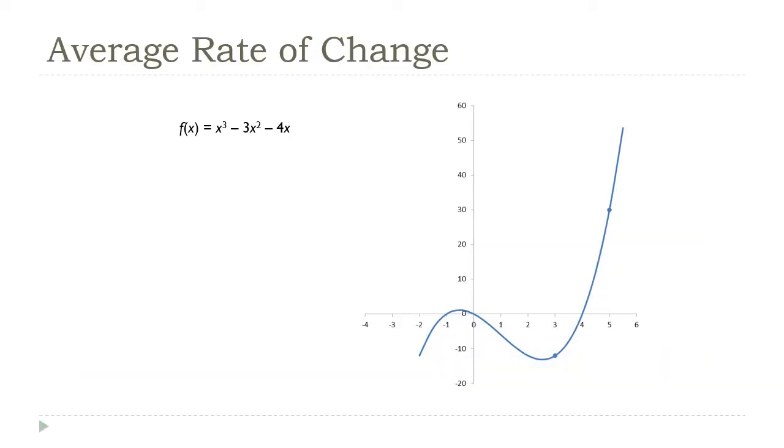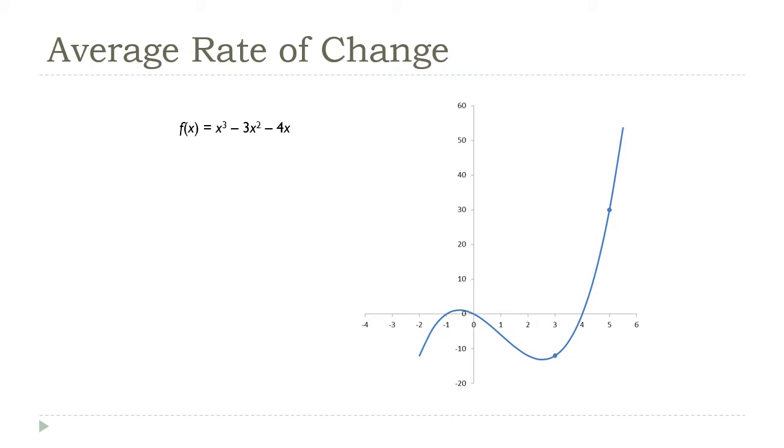So take a look at this function here. One of the most important things, I hate to say most important, but a really important thing we can ask about a function is how fast is it changing? Is the temperature changing rapidly and we need to be concerned? Are our sales numbers increasing slowly and we need to be concerned? So how can we do this? How can we talk about the rate of change of a function?